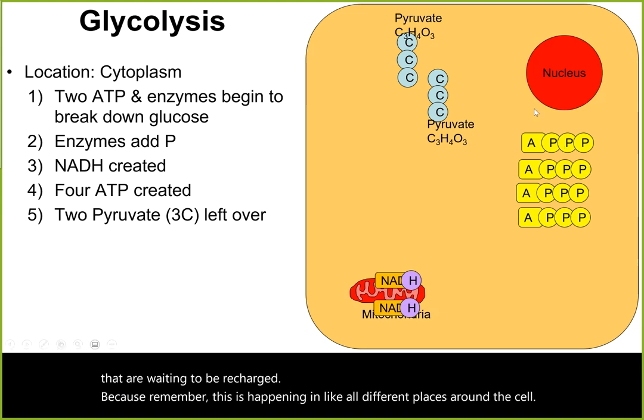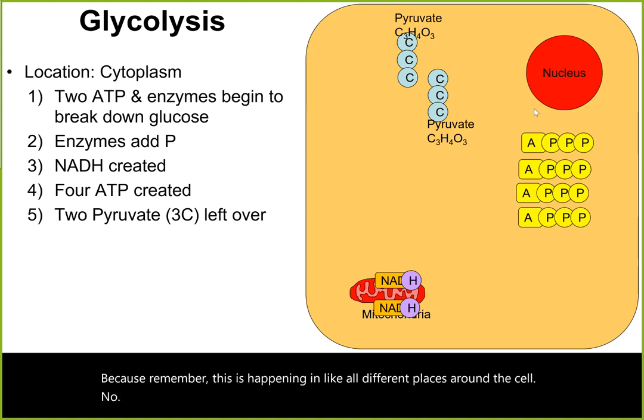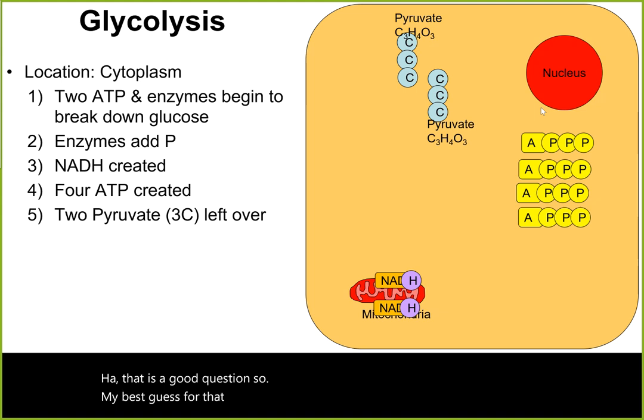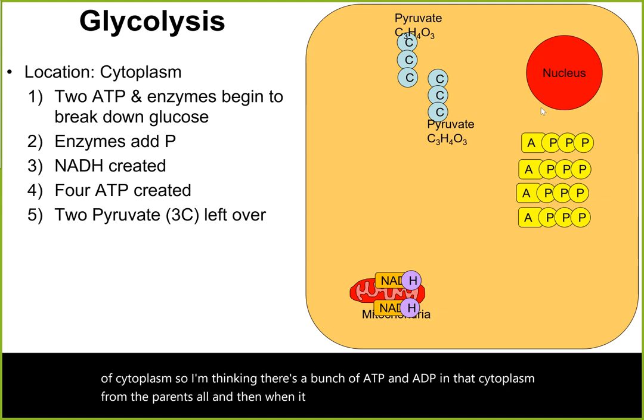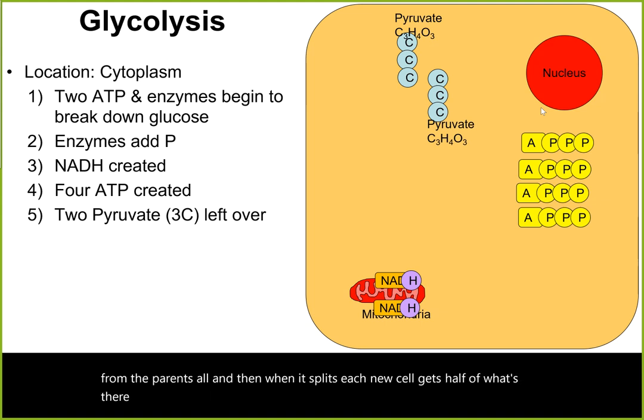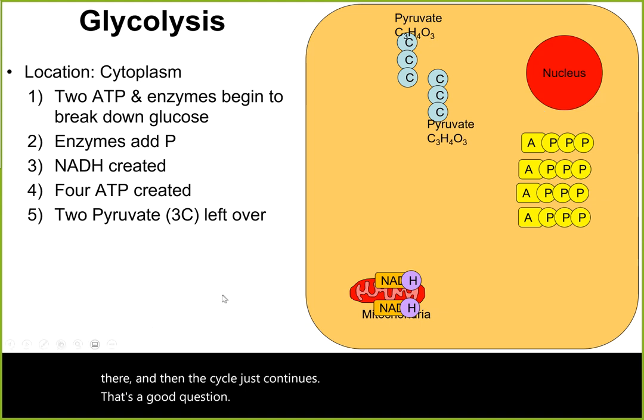This is a dumb question, but what about the very, very first process? Where did the additional ones come from? Ah, that is a good question. So, my best guess for that is, remember during mitosis, right? You have the division of cytoplasm. So I'm thinking there's a bunch of ATP and ADP in that cytoplasm from that parent cell. And then when it splits, each new cell gets half of what's there. And then the cycle just continues. Okay, that makes sense. That's a good question. Okay, thank you. You're welcome.